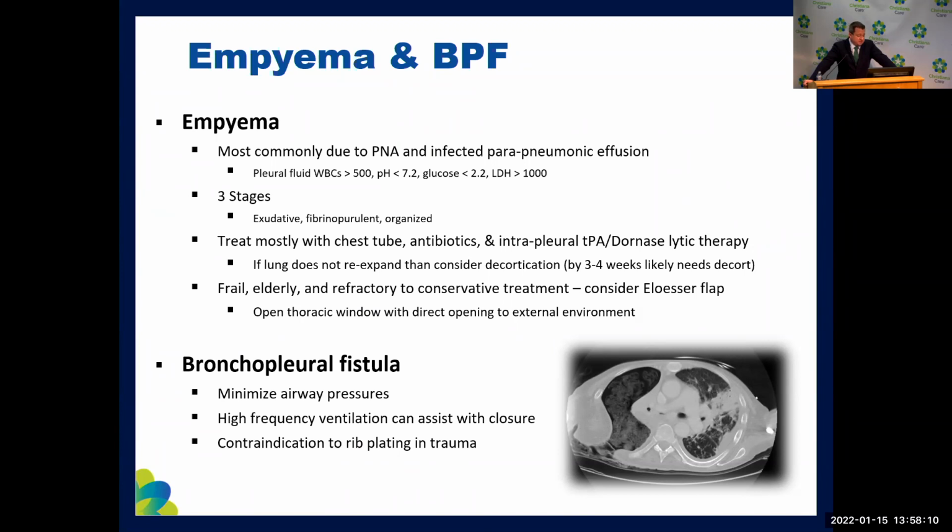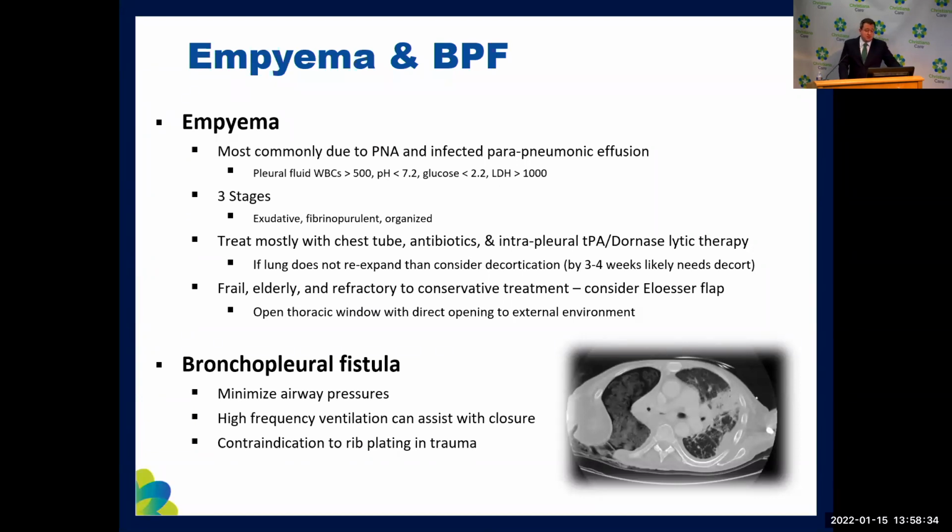If the lung does not re-expand, then consider decortication. Other places will just do early decortication, which again is kind of a gray area. So I don't think they'll necessarily test you there. If they're frail, elderly, refractory to conservative treatment, consider an Eloesser flap. It's one of the most morbid procedures you ever see. You literally just resect a portion of the chest wall and leave the lung open to air. Ugly. You'll see it once and never want to see it again.